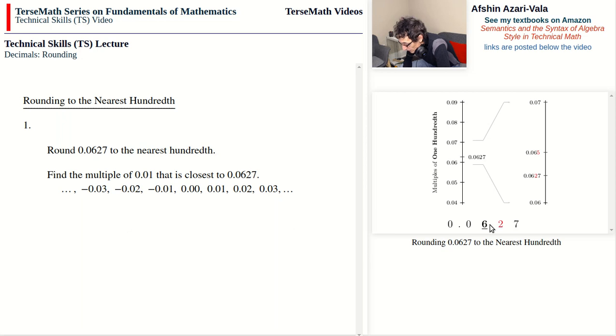Okay, so we follow the algorithm. We are rounding to the nearest hundredth. Take a look at one digit that follows, the rest don't matter. And if it's below 5, we are below the halfway point, and 6 does not change.